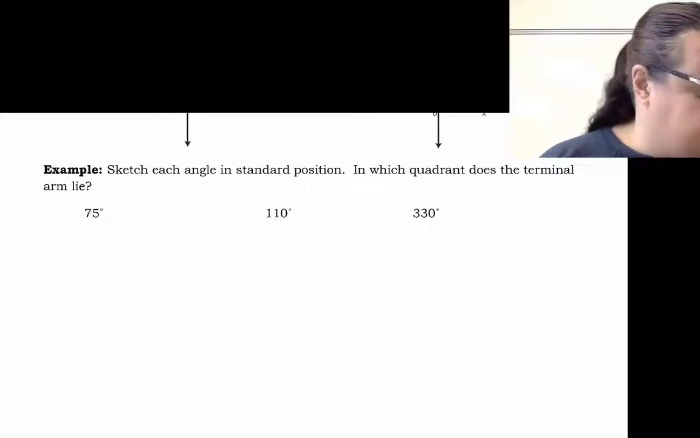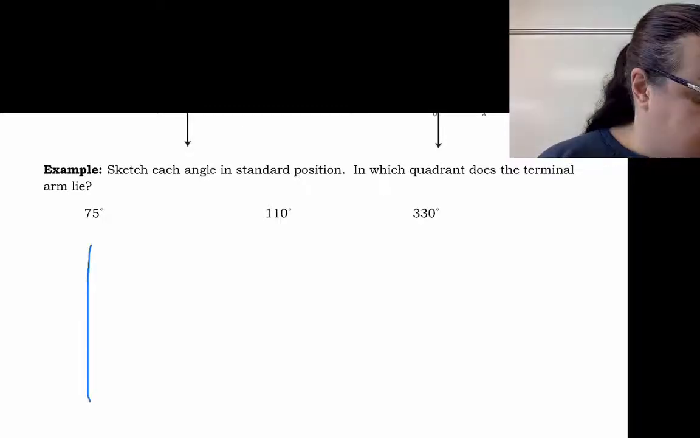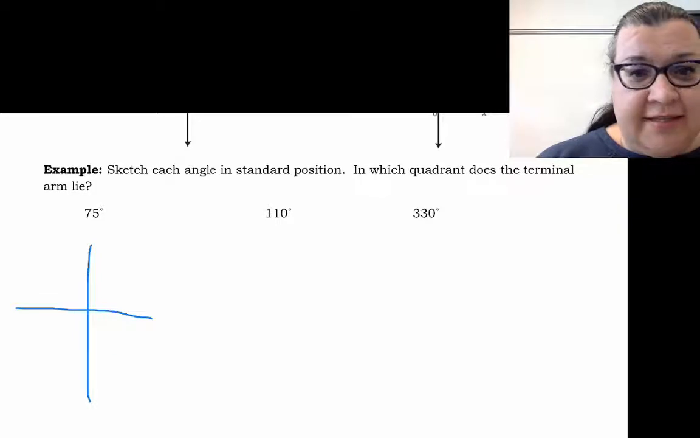So here we're going to do a first one, 75 degrees. So always just start out by sketching out your coordinate grid.